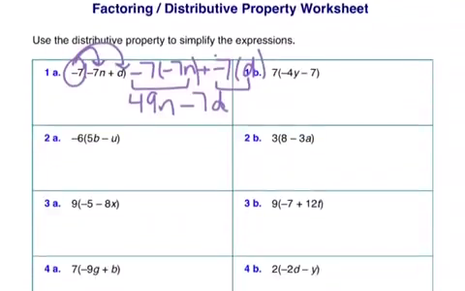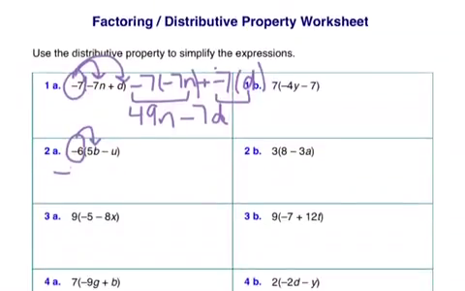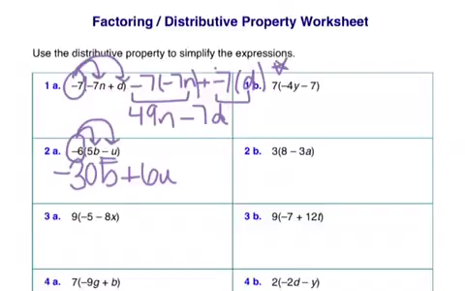Alright, let's quickly do one more. Okay, so -6 times 5b would just be -30b. Careful here, -6 times a negative u would be a positive 6u. Okay, so if you like to write it out in expanded form first, you may, and then simplify, or if you'd like to think about what you're multiplying in your head first, then simplify, that's fine.